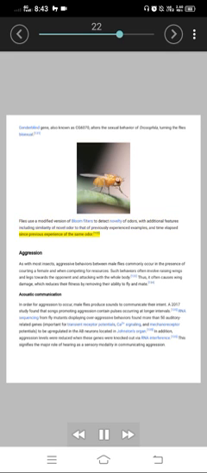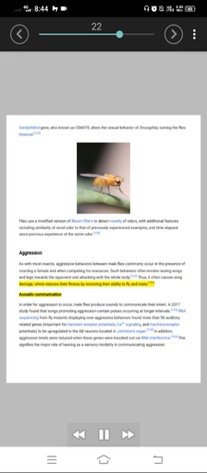132. Aggression. As with most insects, aggressive behaviors between male flies commonly occur in the presence of a courting female and when competing for resources. Such behaviors often involve raising wings and legs towards the opponent and attacking with the whole body. 133. Thus, it often causes wing damage, which reduces their fitness by removing their ability to fly and mate.